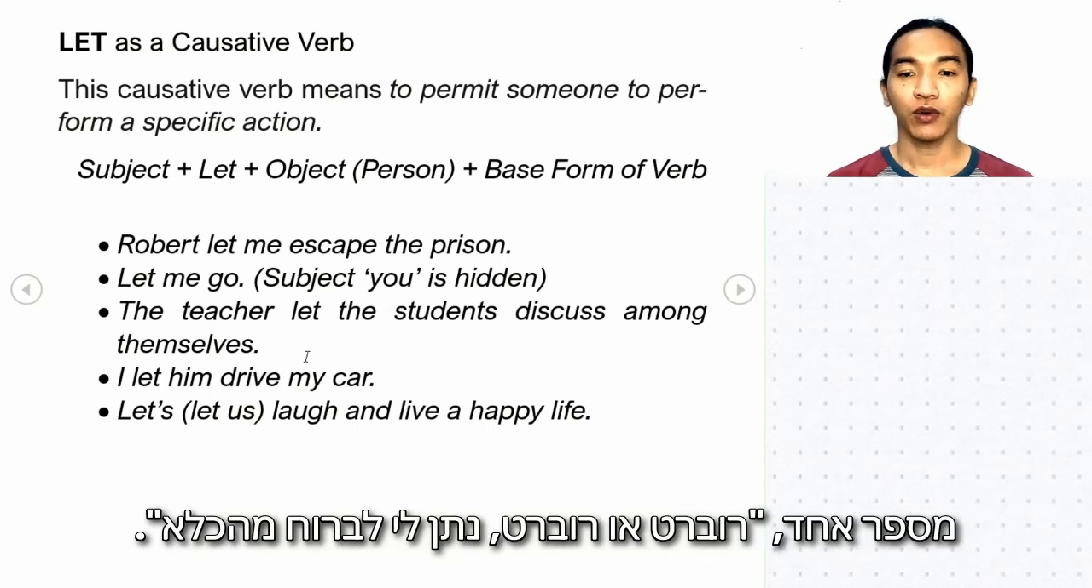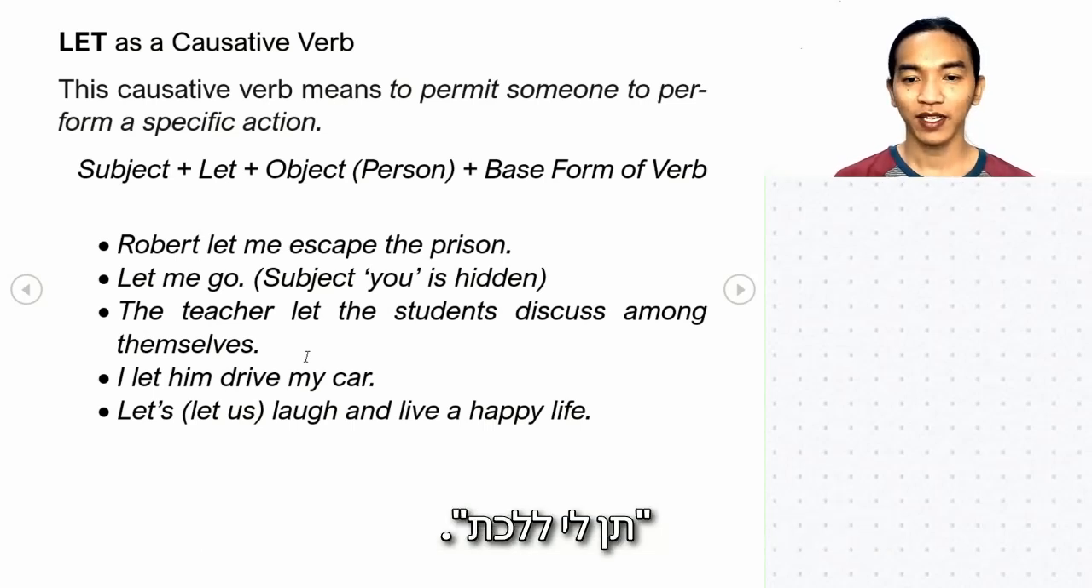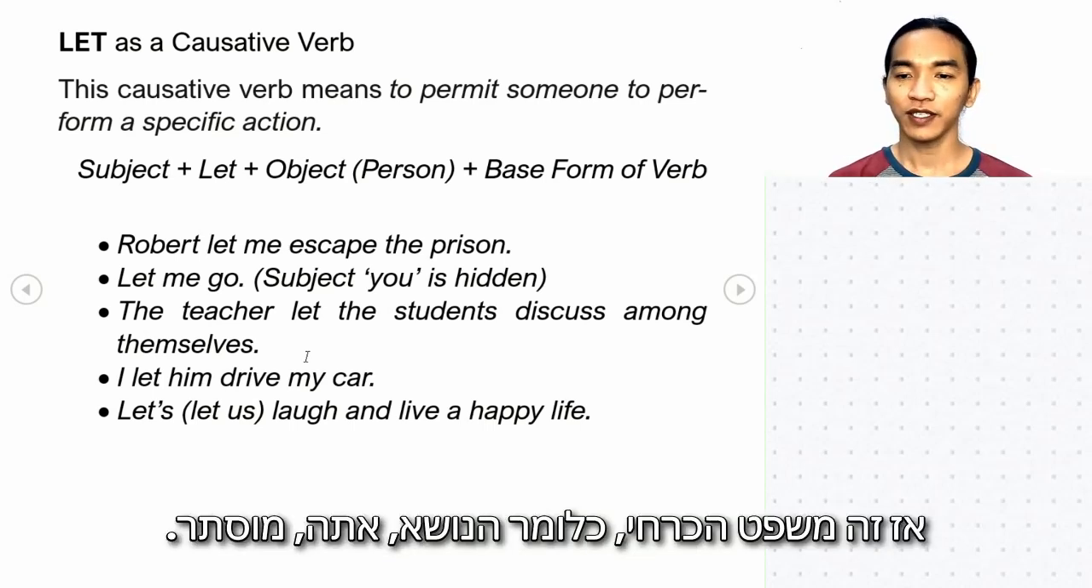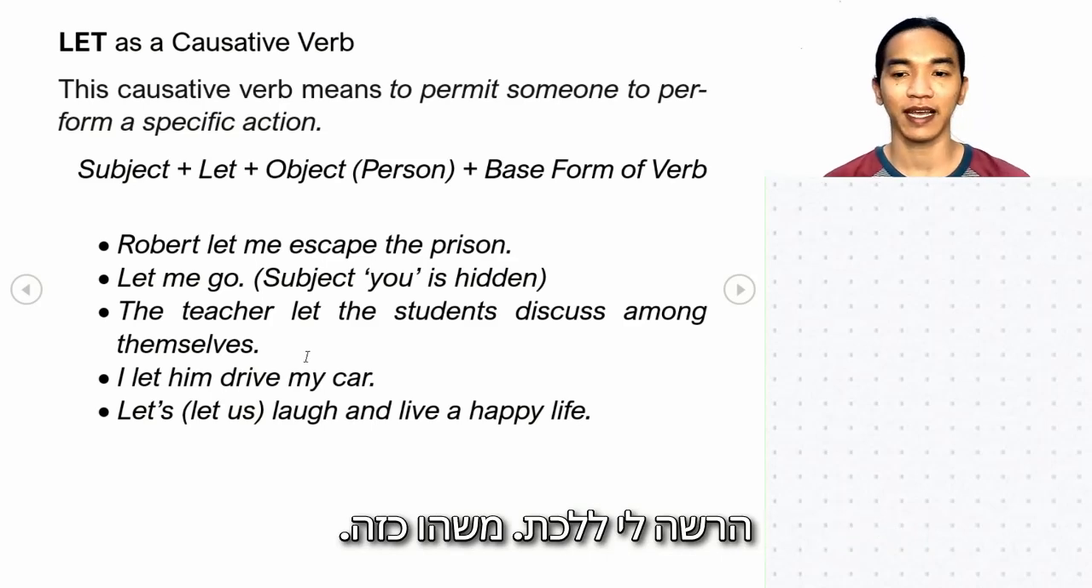Let's take a look at some examples that we have here. Number one, Robert let me escape the prison. So Robert let me escape the prison. So he allowed me to. Okay, let me go. So this is an imperative sentence, which means the subject you is hidden. So you let me go, allow me to go, something like this.